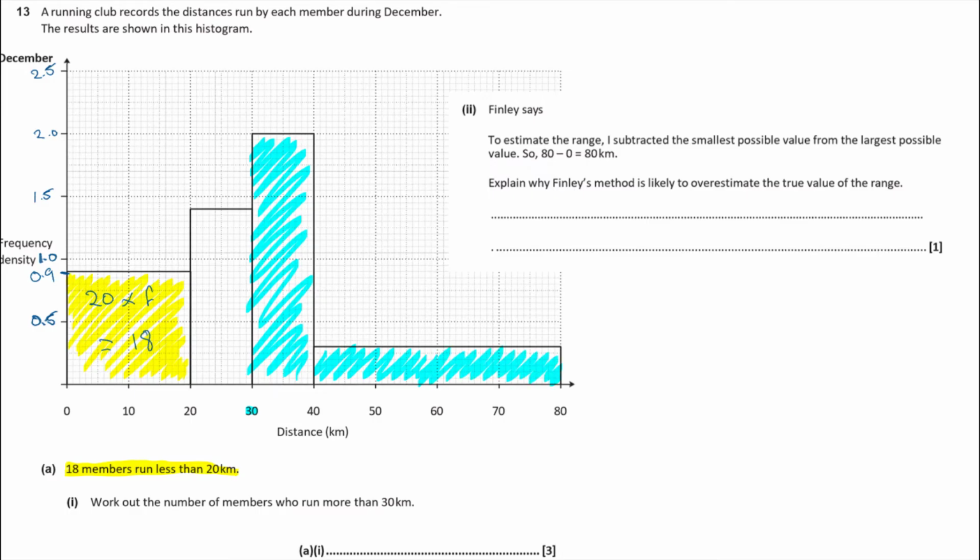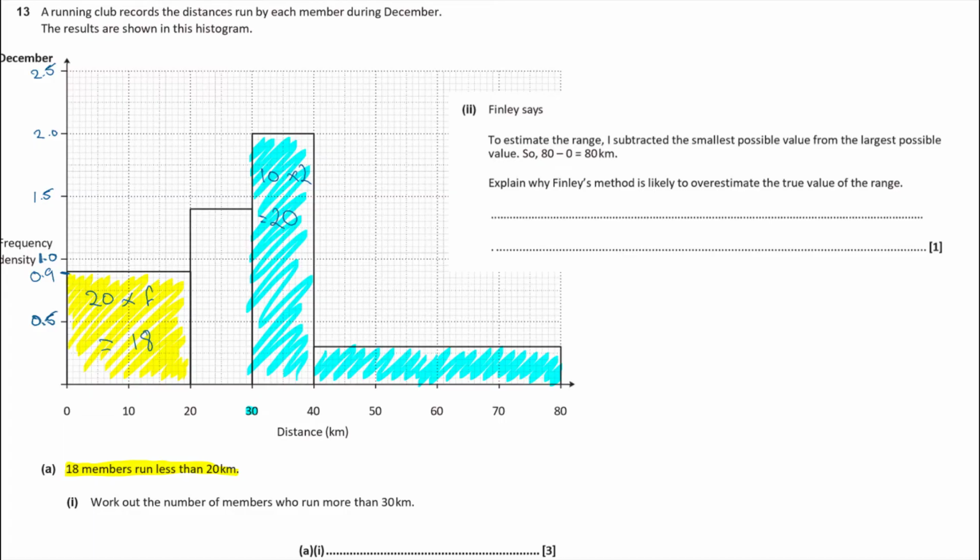Okay, so what we need to do is work out the frequency of these two bars. That shouldn't be a problem because we know the class width and we know the frequency densities now. So the area of this one is going to be the class width of 10 multiplied by the height of 2. So that should give us 20 runners.